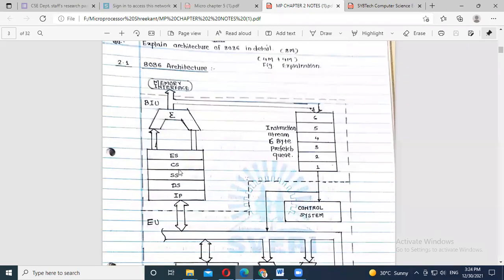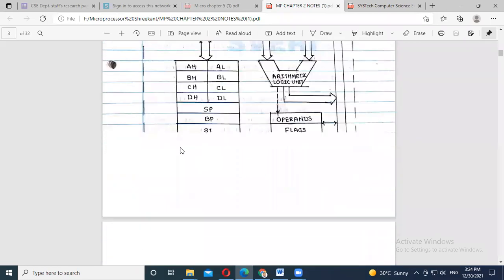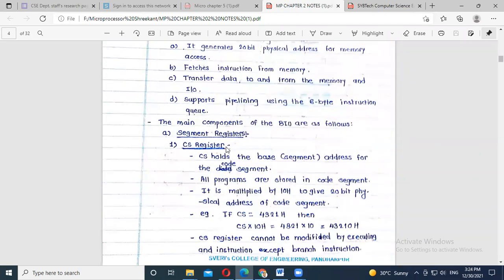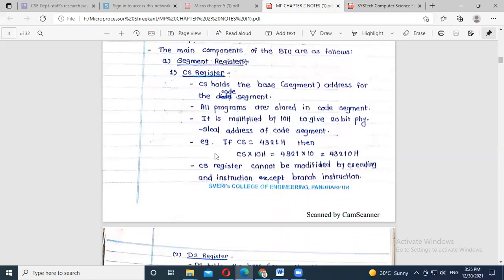These are the segment registers CS, SS, DS, ES. So here, what is the CS? Code segment register. It is used for storage purposes in the bus interface unit. It holds the base address of the code segment, and programs are stored in this code segment. All the programs are stored in this code segment, and it is multiplied by 10h to give the 20-bit physical address. That is for the code segment register.